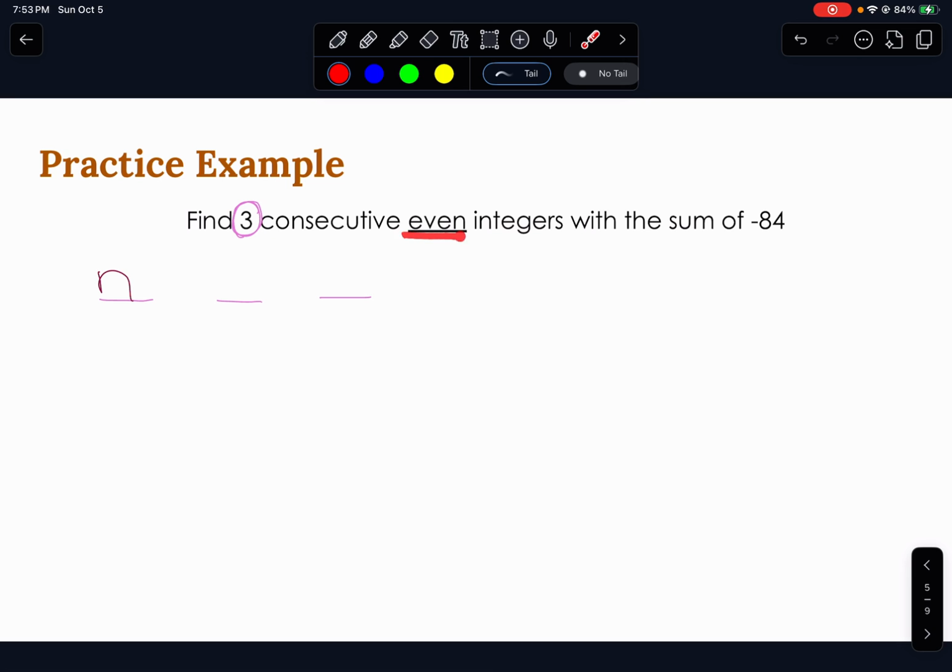Well, I want even integers right now. So that means even numbers, I skip a number, right? If I'm counting evens, I'm going 2, 4, 6, 8. I'm skipping those odd numbers. So when I have even numbers, I'm not going to write n plus 1, n plus 2, n plus 3, because I don't want consecutive. I want n plus 2, n plus 4, and you just keep counting by 2s because you're going to be skipping the odd numbers.